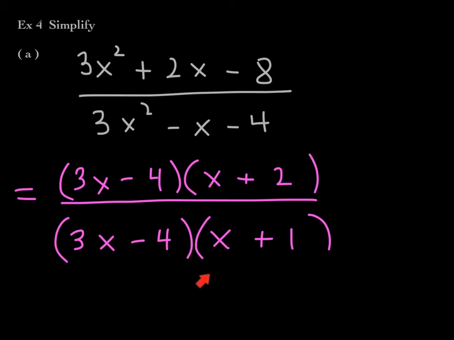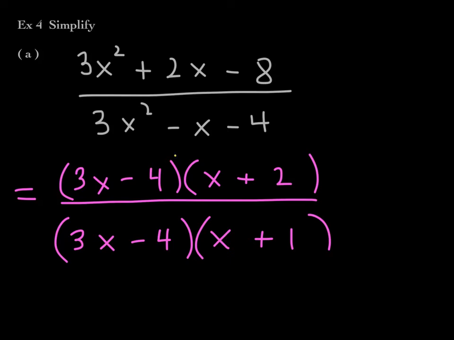3x times 1x is 3x squared. Negative 4 times 1 is negative 4. 3x times 1 is 3x. 3x minus 4x is negative 1x. So that definitely works. So now I can divide out common factors.